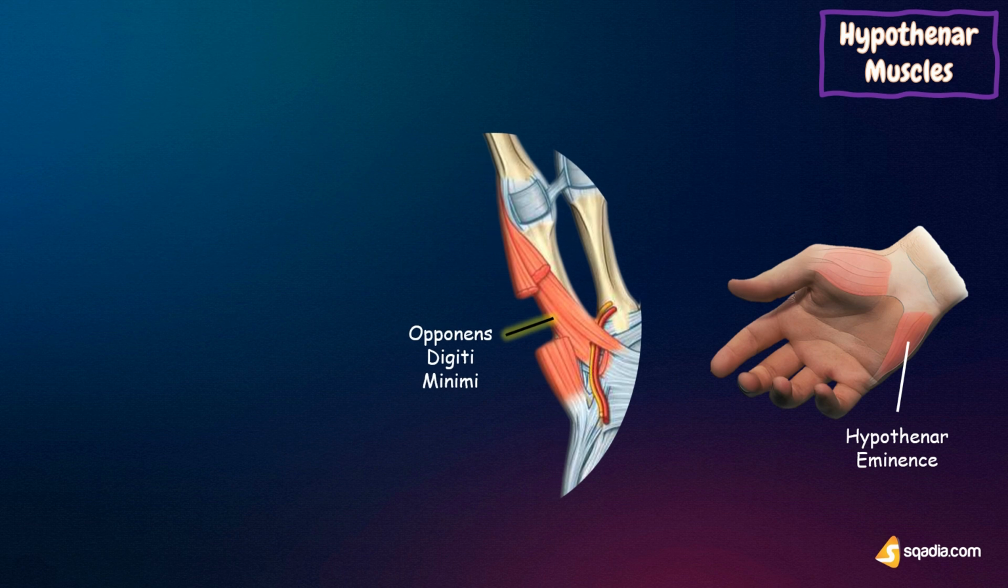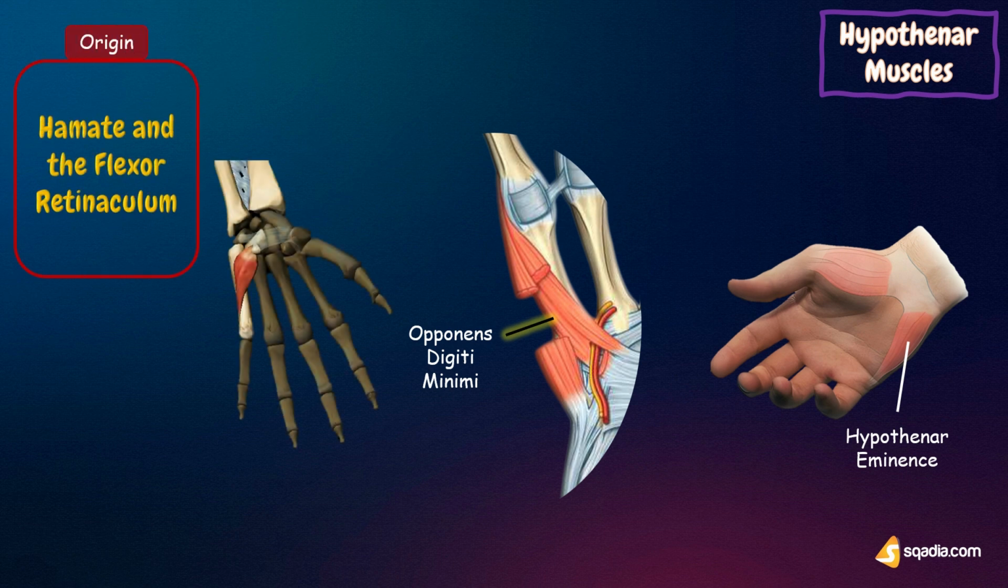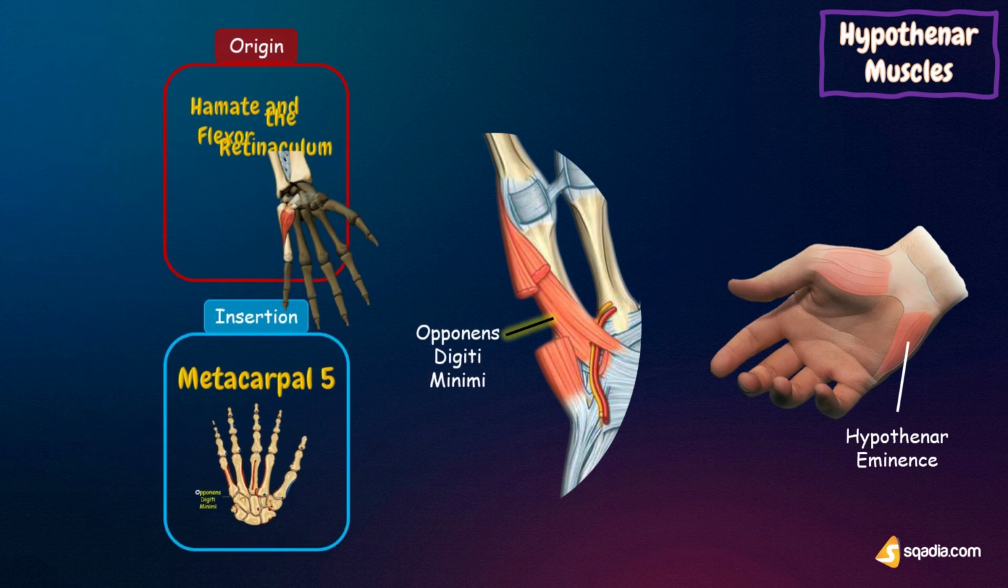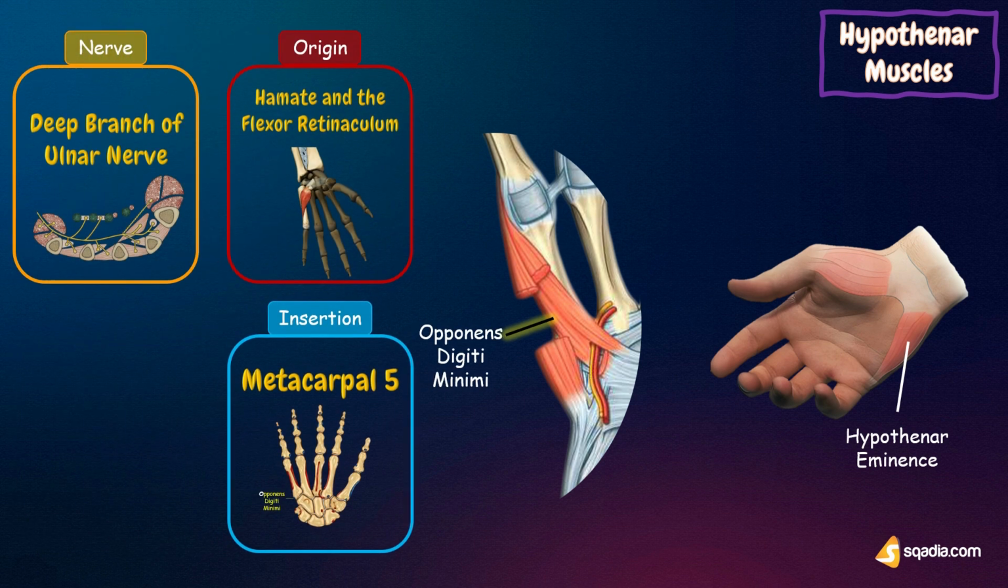Opponens digiti minimi. The opponens digiti minimi muscle lies deep to the other two hypothenar muscles. It originates from the hook of the hamate and from the adjacent flexor retinaculum, and it inserts into the medial margin and palmar surface of metacarpal 5. Its base is penetrated by the deep branches of the ulnar nerve and ulnar artery.